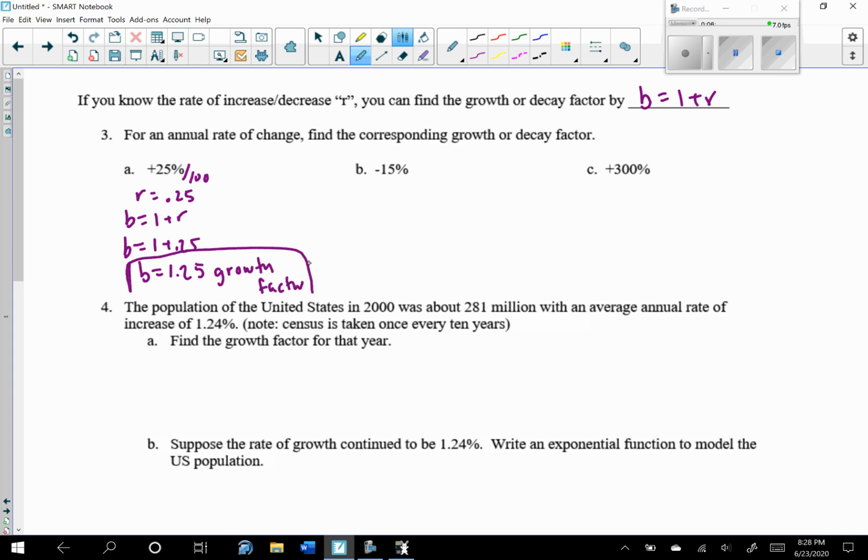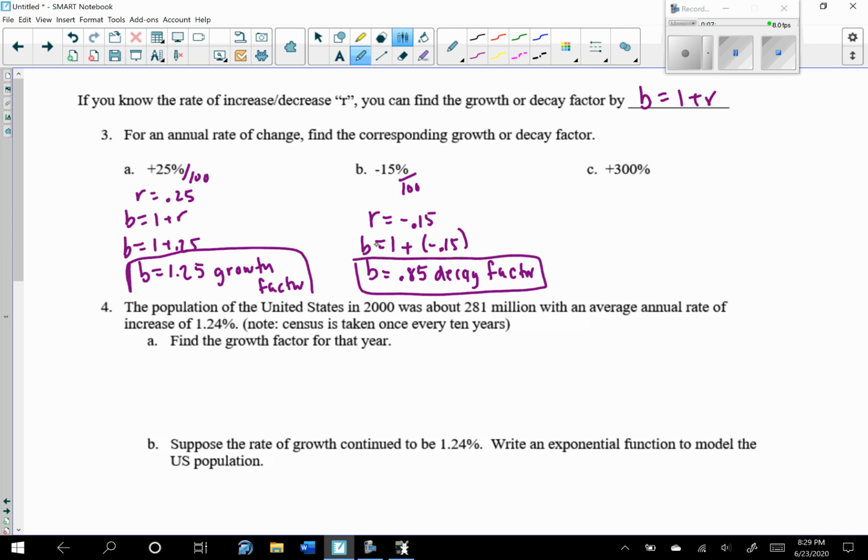So that's what we would use in the equation, not the percentage. Looking at B here, same thing: divide that by 100, and we get R is equal to negative 0.15. So B is equal to 1 plus R, so 1 minus 0.15, which means B is equal to 0.85, which means this is a decay factor, which makes sense because it's negative 15%, so it should be something in between 0 and 1.